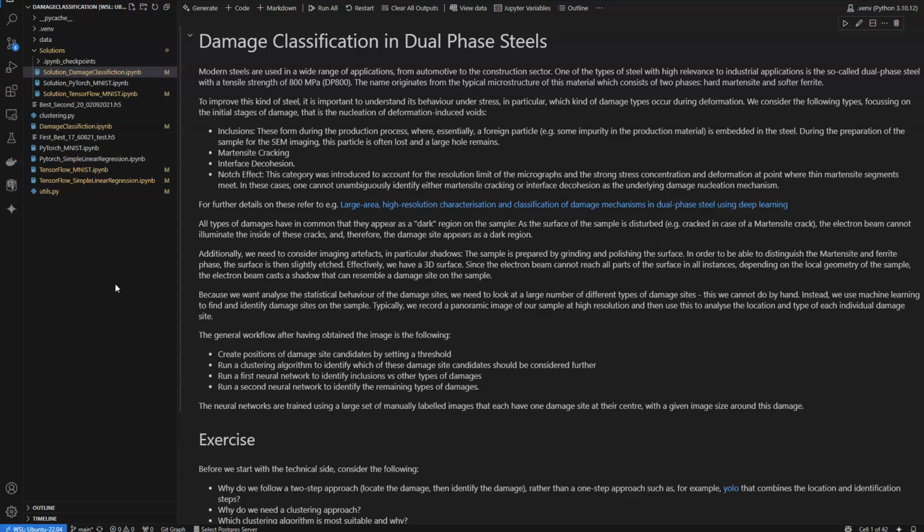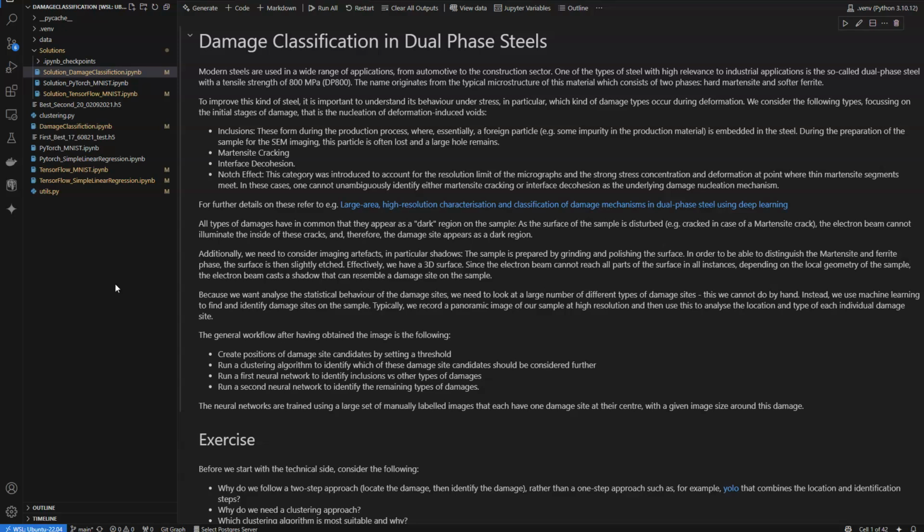So modern steels are used in a wide range of applications, from automotive sectors to construction and many others. One of the types of steels with high relevance to industrial applications is the so-called dual-phase steel that has a strength of 800 megapascal, and this is fairly ubiquitous in many application areas, and this is known as the DP800 steels. The name originates from the microstructure of the steel, which consists of two phases: a hard martensite phase and a softer ferrite matrix in which these harder martensite islands are embedded.